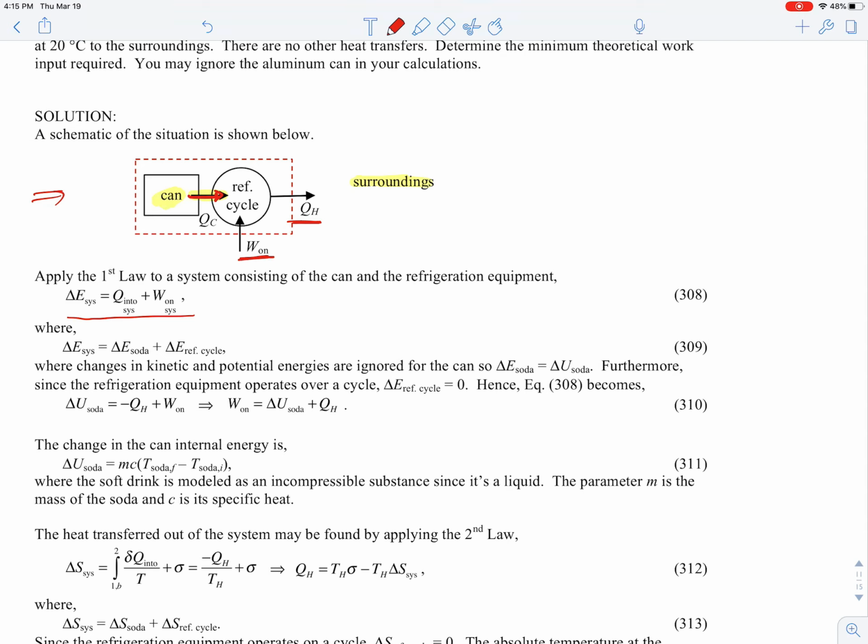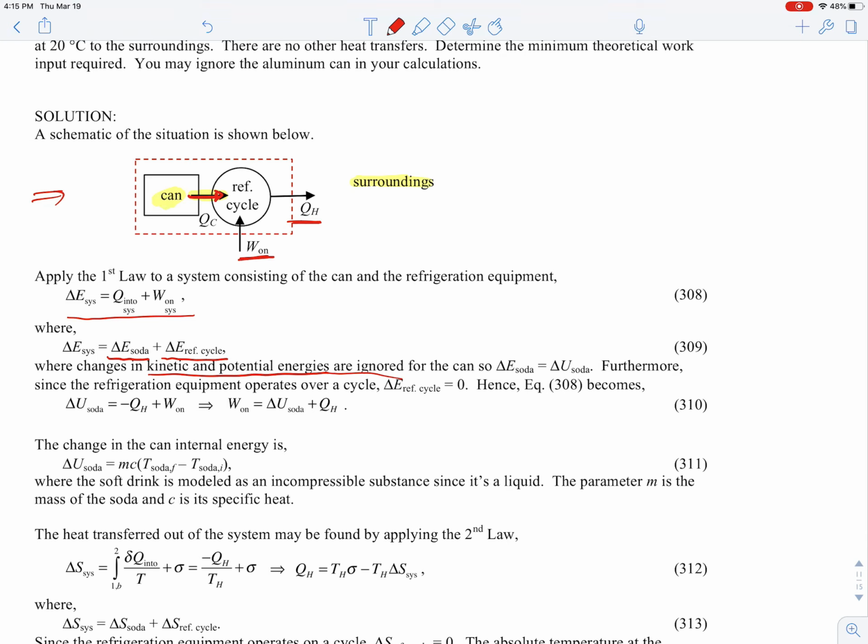The change in total energy in the system includes the change in total energy of the soda plus the change in total energy of the refrigeration cycle, because they're both contained inside my system or my control volume, so I need to factor in both. The kinetic and potential energy changes are ignored for this situation. Your refrigerator and can aren't falling down the side of a mountain, so their kinetic energies aren't changing, their potential energies aren't changing. So we can ignore any of those changes.